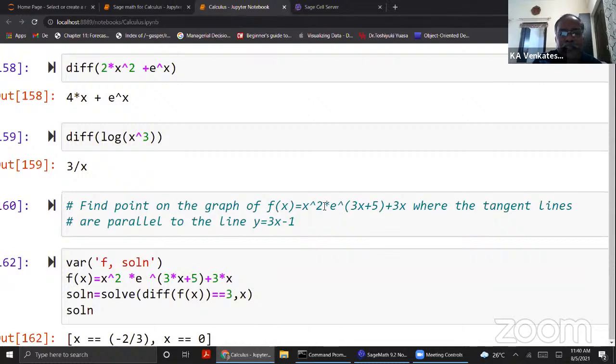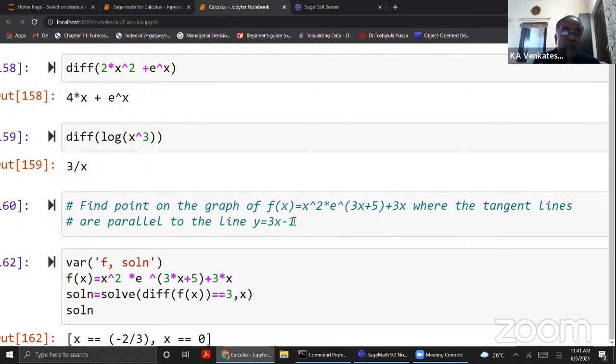What we do is find the point on the graph f of x equal to x square times e power 3x plus 5 plus 3x, where tangent lines are parallel to the line y equal to 3x minus 1. So now we know we have to find out the slope. After that, find the slope, then both are equal. So we can find out that way.